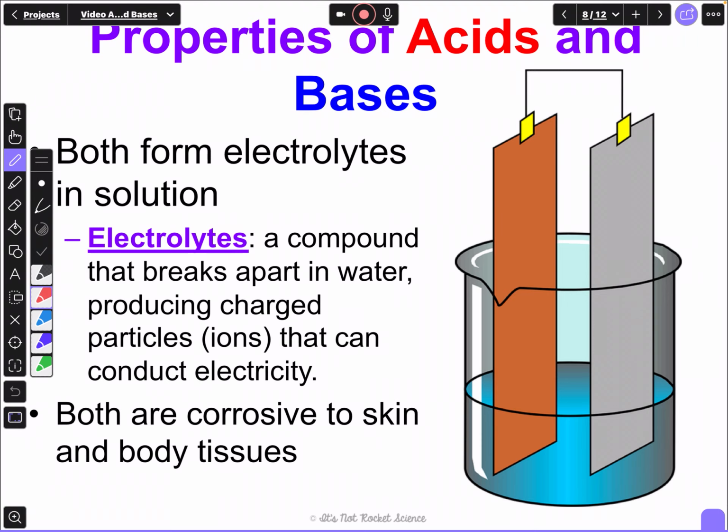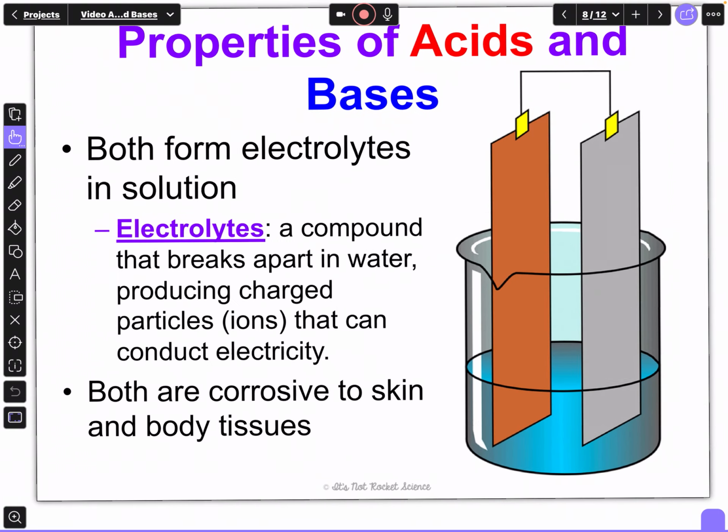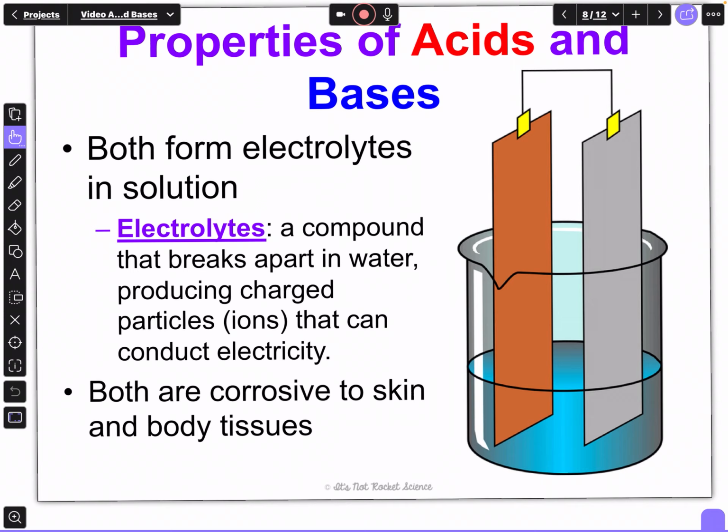Now, some properties of acids and bases. Both form electrolytes in solution. Electrolytes are a compound that breaks apart in water, producing charged particles or ions that can conduct electricity. Both are corrosive to skin and body tissues, and it really depends on the strength of the acid and base. Strong bases and strong acids will irritate your skin.